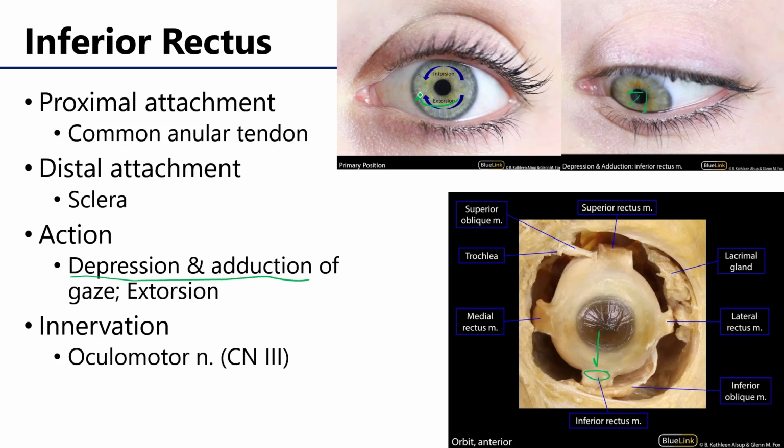Now you might have realized that the other adductors of gaze include not just the medial rectus, but the superior rectus as well. So inferior, medial, and superior rectus muscles are all adductors. So that's one thing to consider. The lateral rectus is the unique one among them in that it is an abductor of gaze. The inferior rectus muscle is innervated by, yep, you guessed it, oculomotor nerve, cranial nerve 3.